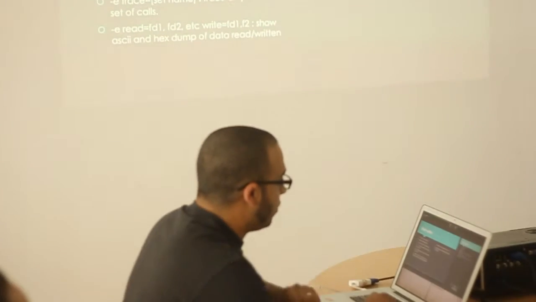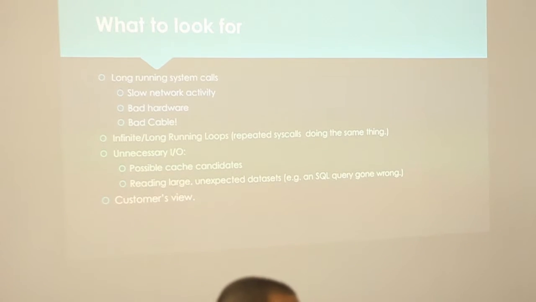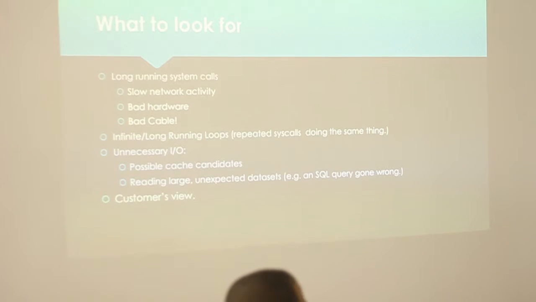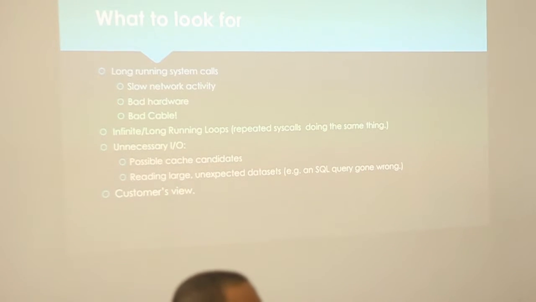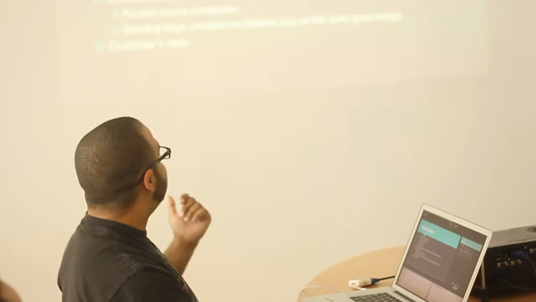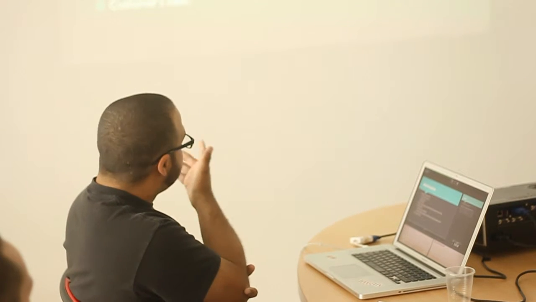Here's a summary of all the options. I have this presentation on GitHub, so you can download it and see some of the information. Some of the things strace is going to allow you to see are long running system calls, which could be an indication of maybe slow network activity, sometimes bad hardware, bad code, or bad cables. It'll allow you to see possibly infinite or long-running loops, because you'll see the same system calls run over and over again in the same pattern. You might also see unnecessary I/O, constantly reading the same section of the same file over and over, which might be better cached in process memory instead of wasting all that time with I/O.